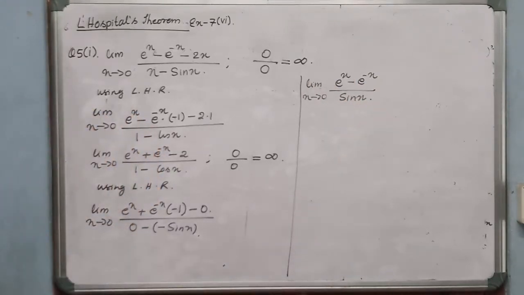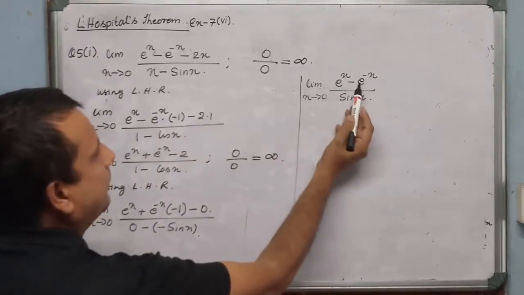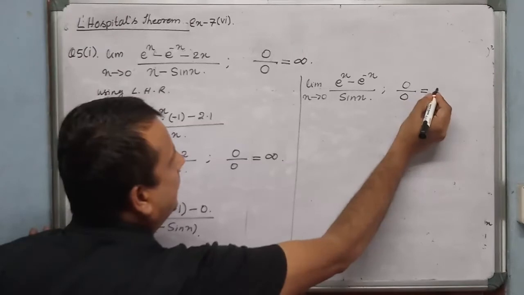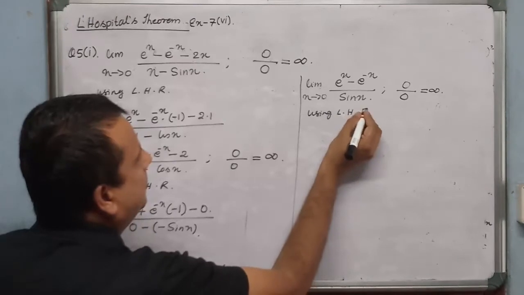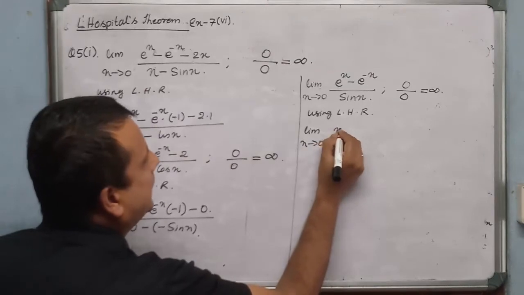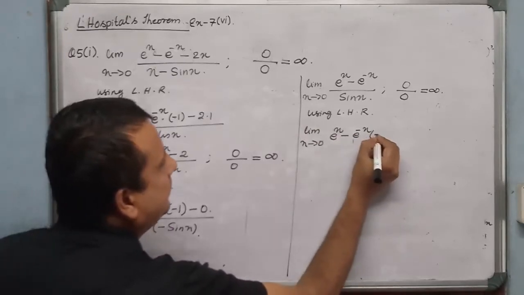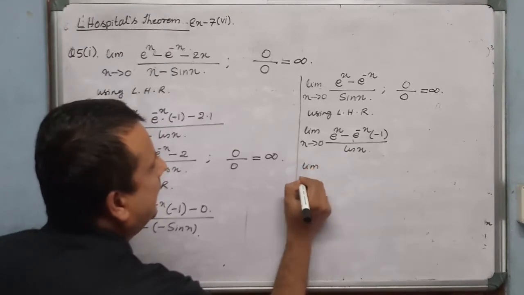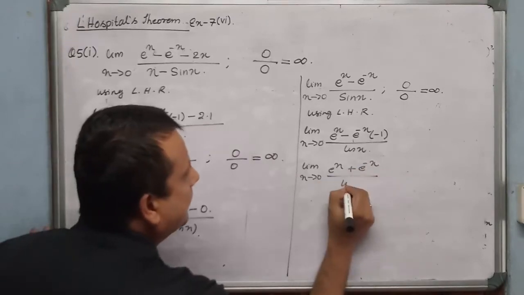Again I'll substitute the limit. X tends to 0, e to the power 0 is 1, e to the power 0 is 1, 1 minus 1 is 0, over sin 0 is also 0, undefined. Again, using L'Hospital's rule, limit x tends to 0, derivative of e to the power x is e to the power x, minus derivative of e to the power minus x, which is e to the power minus x into minus 1, and derivative of sin x is cos x. Limit x tends to 0, e to the power x plus e to the power minus x over cos x.